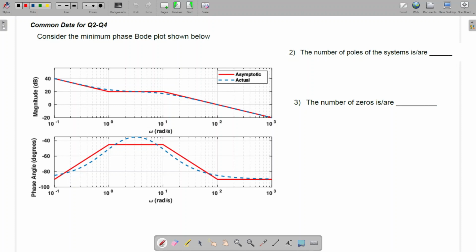What is the starting slope? See here 40 dB, here 20 dB. It means this is one decade. From here to here it is one decade. So the slope will be 20 dB per decade, minus.